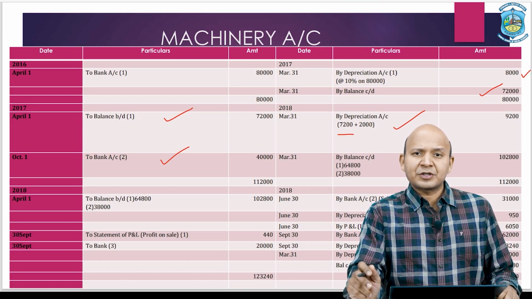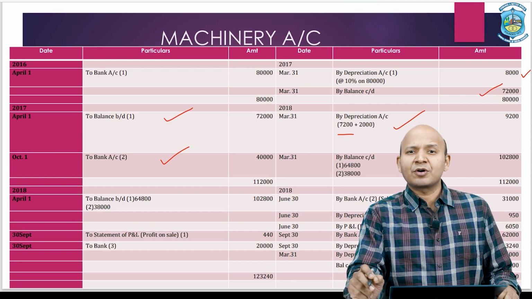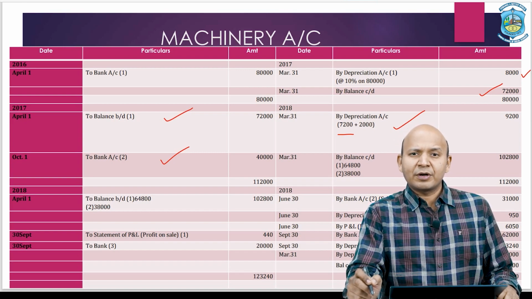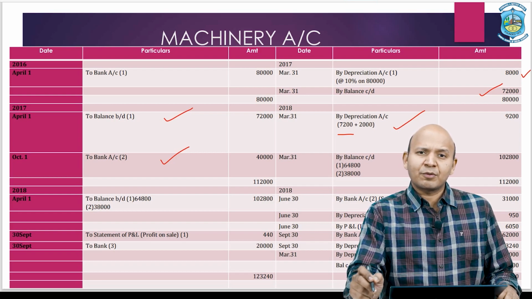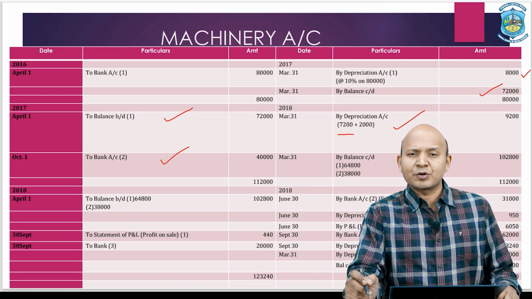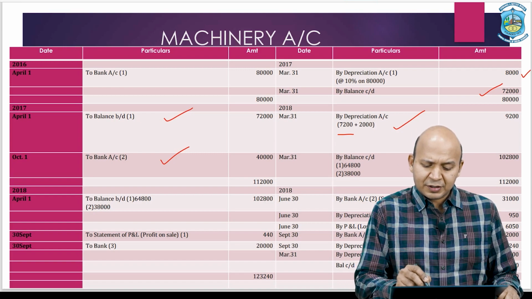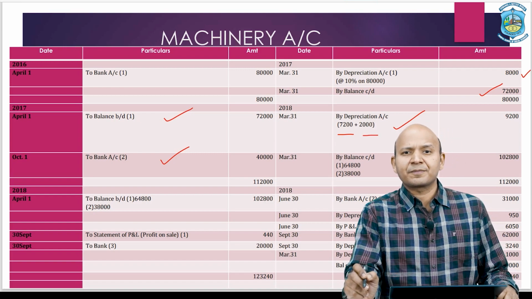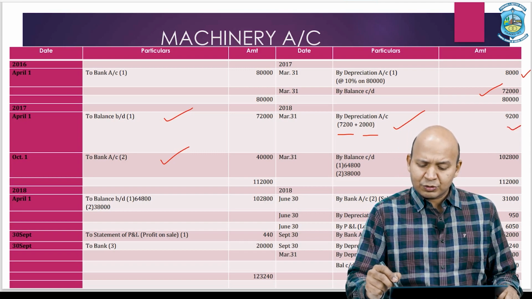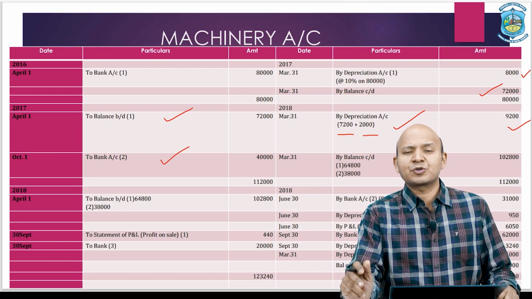The second machine was purchased for 40,000. The rate of depreciation is 10%, but this machine we purchased on 1st October, which means the depreciation will be calculated only for 6 months, that is from October till March. So 40,000 at the rate of 10% multiplied by 6 upon 12, the amount of depreciation of the second machine will be Rs 2,000. Hence, the total amount of depreciation, 7,200 plus 2,000, 9,200, we have shown in the outer column.